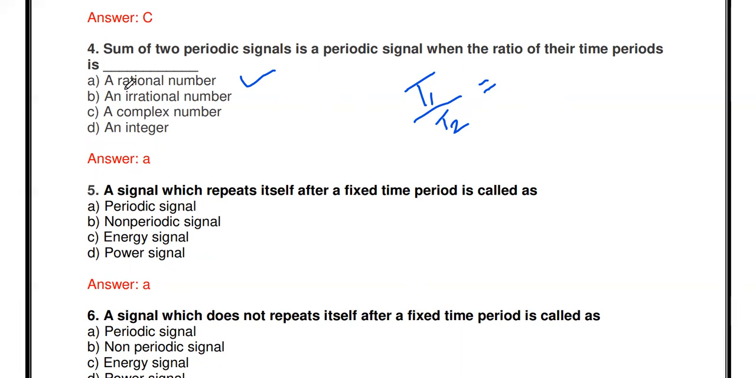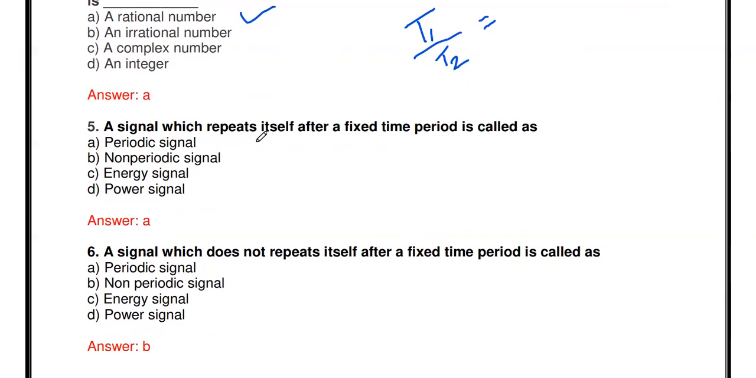Integers, that is said to be the rational number. The ratio of two integers, we are calling it a rational number. Okay, so next one: a signal which repeats itself after a fixed time period is called as dash.